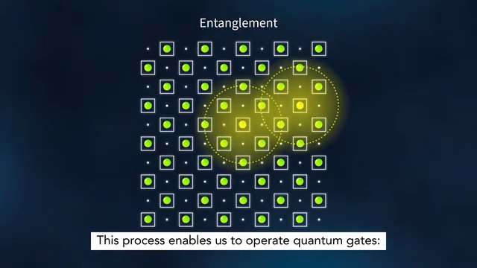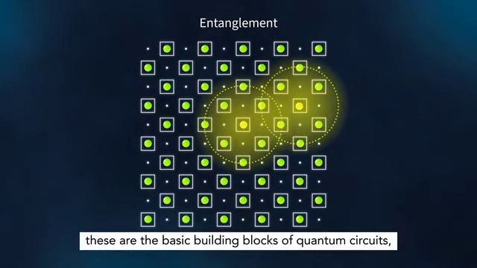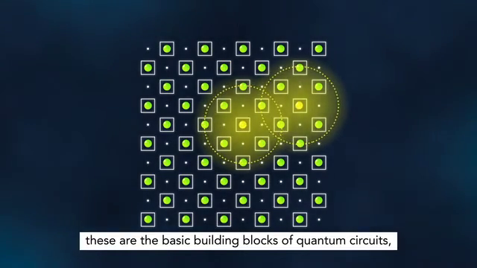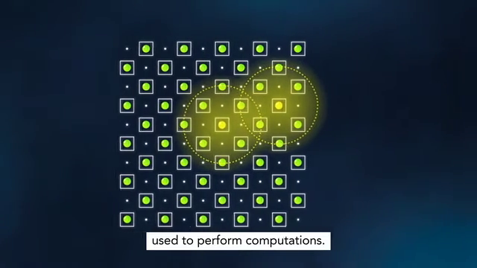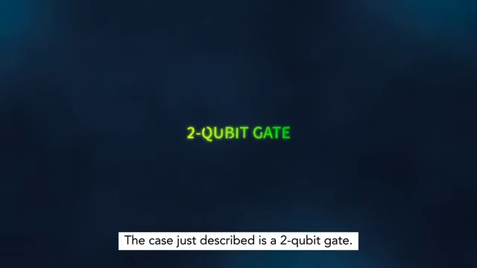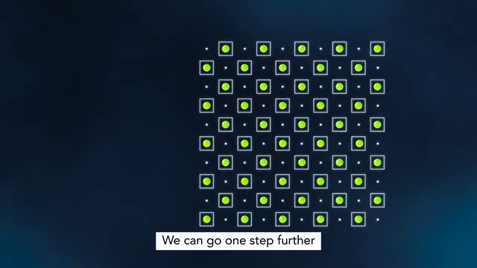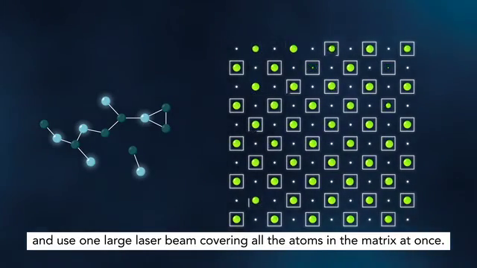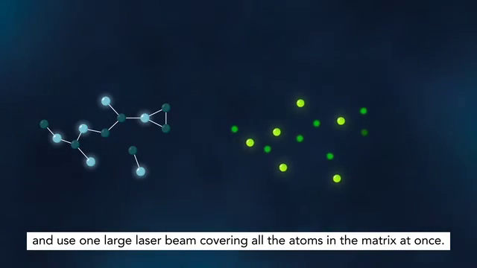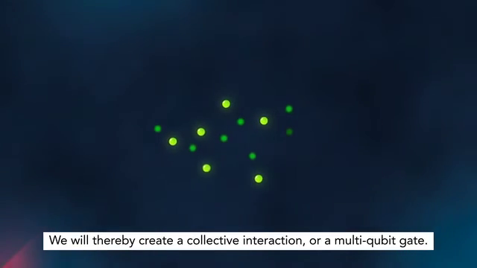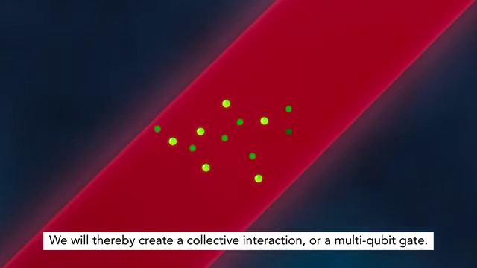This process enables us to operate quantum gates. These are the basic building blocks of quantum circuits, used to perform computations. The case just described is a 2-qubit gate. We can go one step further and use one large laser beam covering all the atoms in the matrix at once. We will thereby create a collective interaction or a multi-qubit gate.